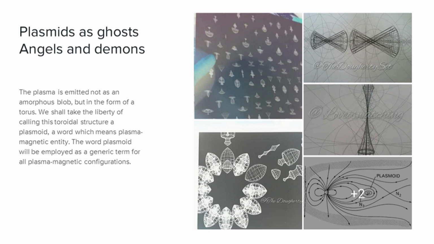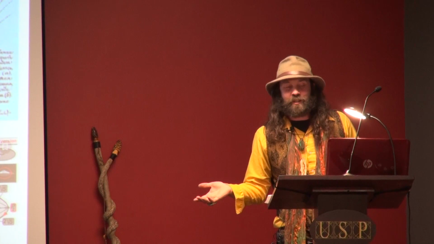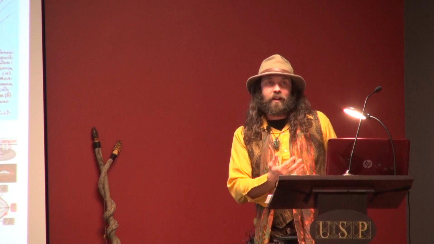Beetle wings and anti-gravitics. Viktor Grebennikov was a self-proclaimed Russian scientist, naturalist, entomologist, and paranormal researcher, best known for his claim to have invented a levitation platform which operated by attaching dead insect body parts to the underside. If anybody knows about the history of this, this is pretty interesting. And it has a lot to do with my business cards and the whole style of what I'm working with, because beetle wings and beetles are a natural configuration that pop out of the set frequently.